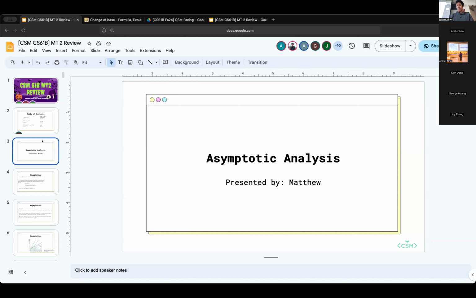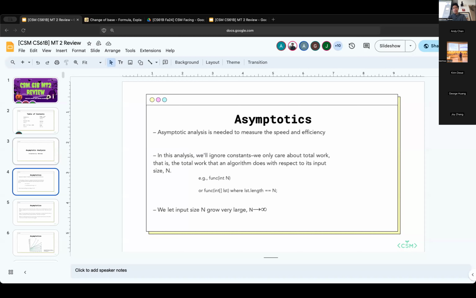Okay, so let's do asymptotic analysis. So, why do we even need this, right? It just seems like more math, more rigorous stuff on top of what we're already learning in this class to begin with. Well, as we know, we need to measure the efficiency, the speed of our algorithms, right?